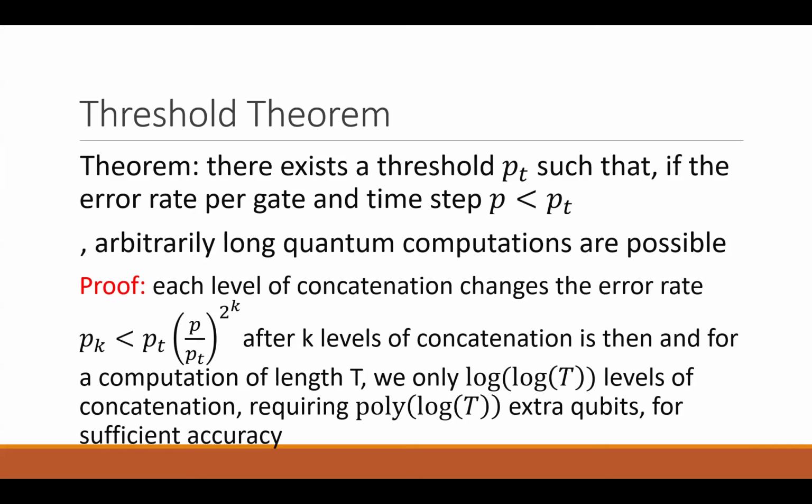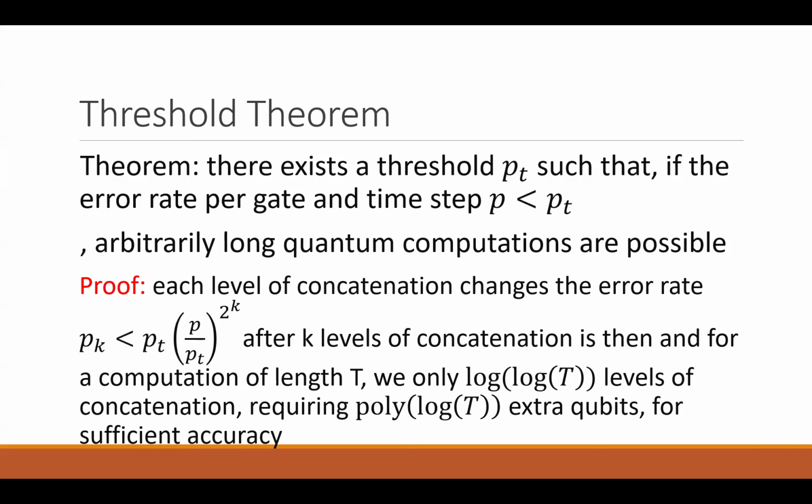Because error decreases double exponentially, I need the log of T gates, and I require polylog T extra qubits. So that means if you have an algorithm that needs a very long quantum computation, you don't pay a lot, you just pay an extra polylog T. So you can make these errors arbitrarily small.